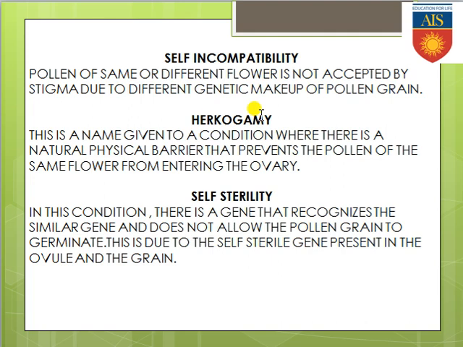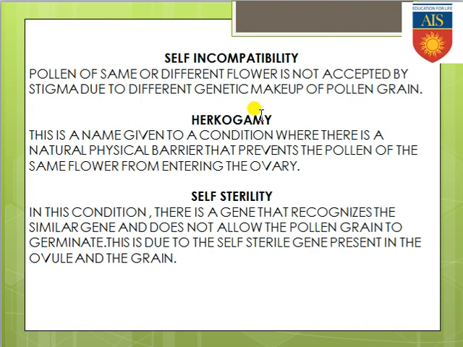But sometimes it is also found that in two different flowers of the same plant, the pollen grain of one flower contains one kind of genetic makeup, but the female part of another flower of the same plant has another kind of genetic makeup. So due to the presence of another kind of genetic makeup, most of the time self pollination cannot happen, due to the difference of the genetic makeup.